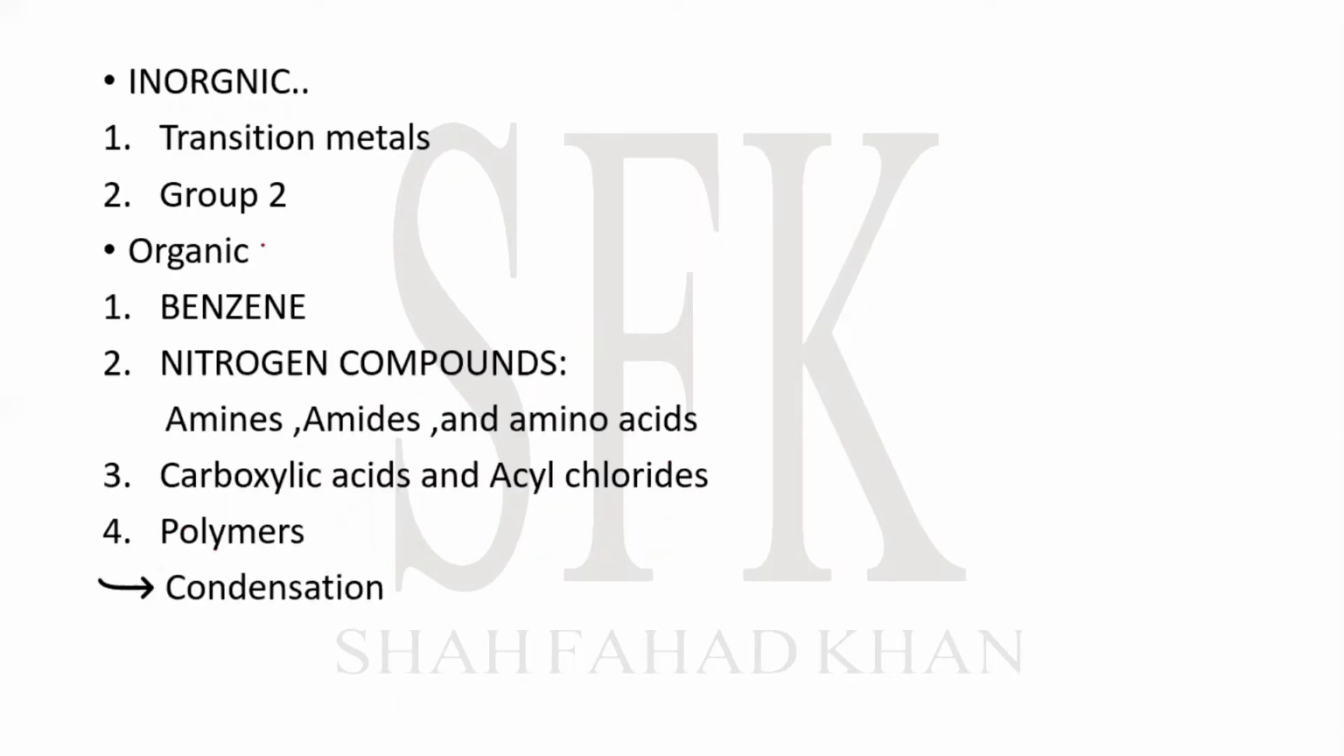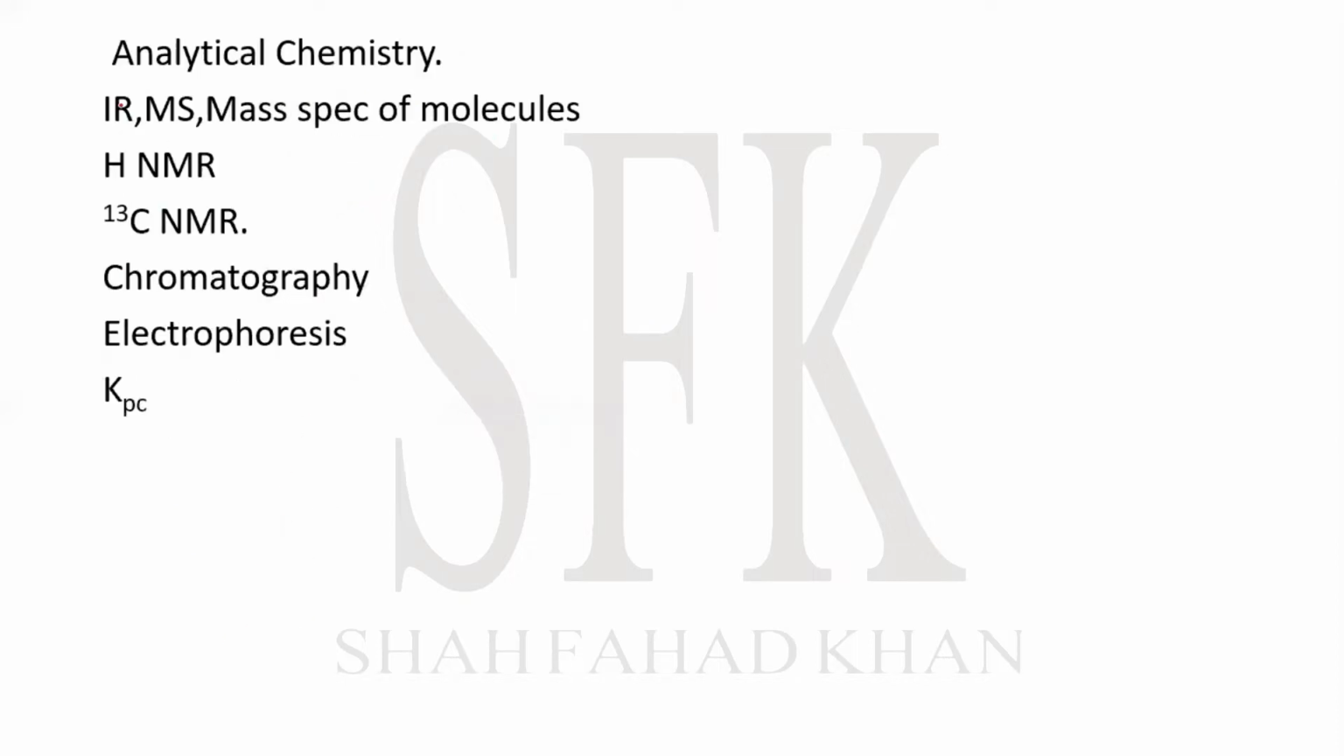Then we have inorganic chemistry, which has transition metals and group 2 chemistry. Again, a certain part of group 2 lies here in inorganic chemistry, and pretty much of it is similar to AS chemistry, so you should have a firm grip on your AS inorganic chemistry. Then we have organic, where the first chapter is benzene, and then nitrogen compounds. This is very similar to what you've done in your O-levels, the amides. Amino acids are relatively new, and acyl chlorides are new for you guys. Carboxylic acids you are familiar with, then polymers: condensation polymers and addition polymers.